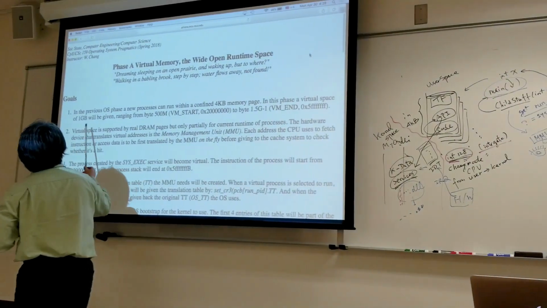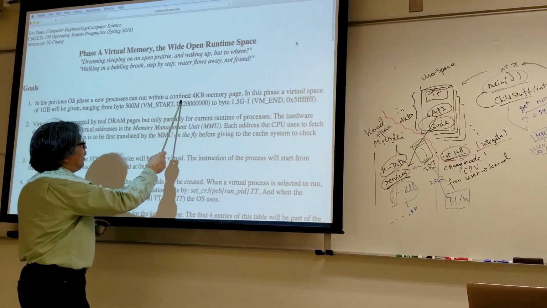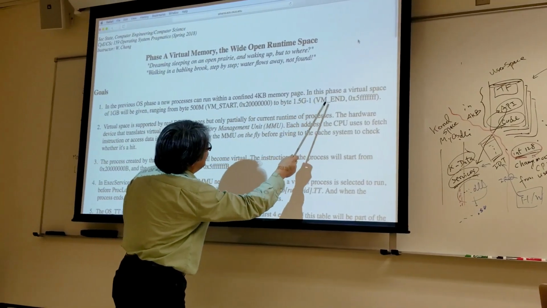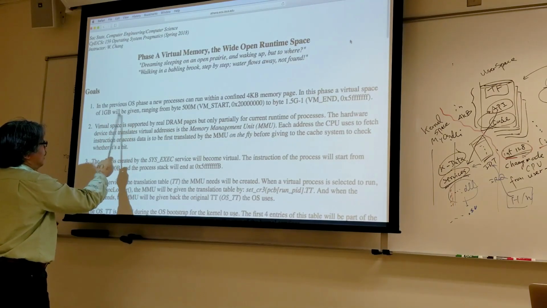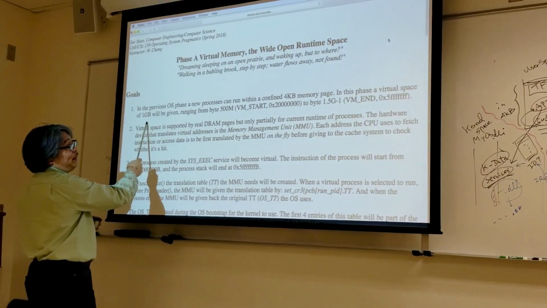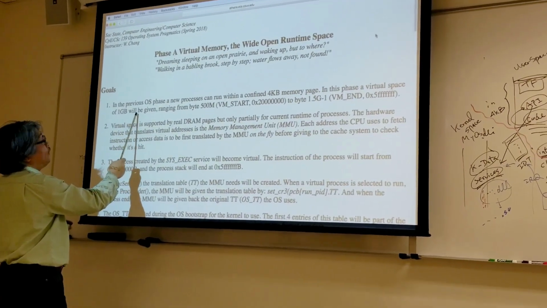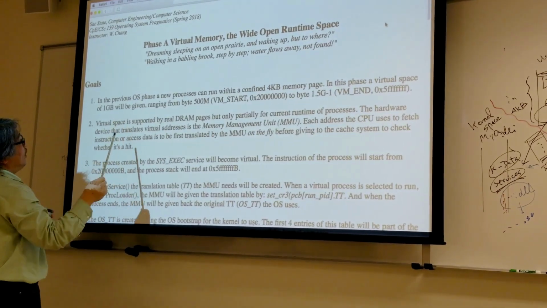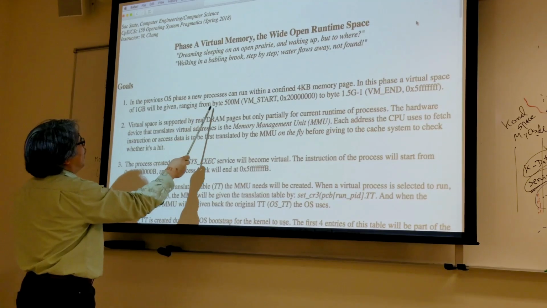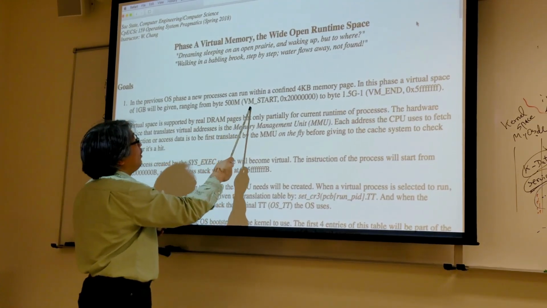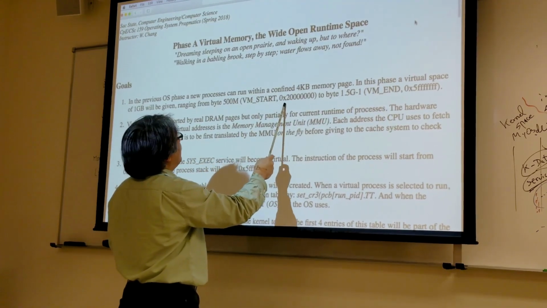The goal: in the previous OS phase, a new process could run within a confined 4K byte memory page. In this phase, a virtual space of 1 GB will be given. We can change this number to whatever we want. On a 32-bit platform, the maximum is 4 GB. We just practice with 1 GB of virtual space for each process, so they all run in virtually the same range, starting from 500 meg. We're going to define a constant, so it's easier to program. This is the number in hexadecimal.